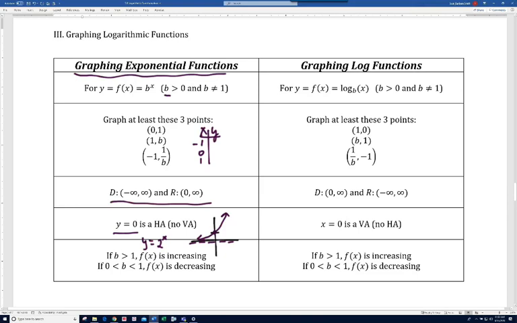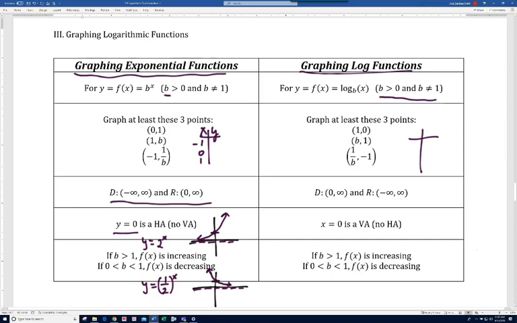Now, if our base was between 0 and 1, I would think of the graph of y equals 1/2 to the x power, which looks very similar, but notice now it's decreasing. It's a decreasing function. And this is the kind of graph that we use to model exponential decay. Now, on the other hand, for graphing log functions, notice our base is still greater than 0, and it's not equal to 1.